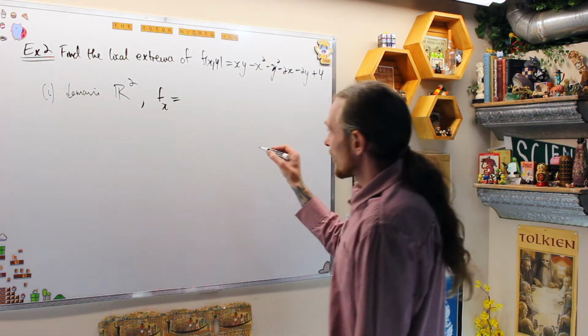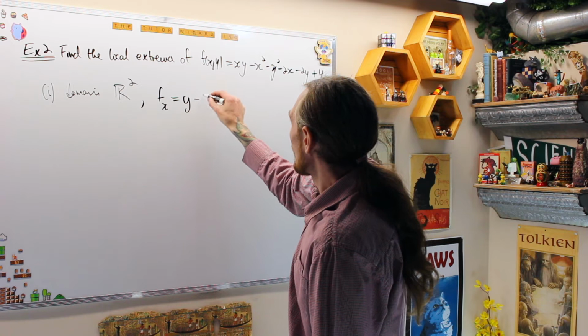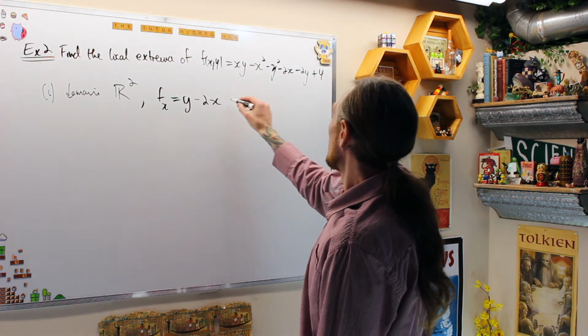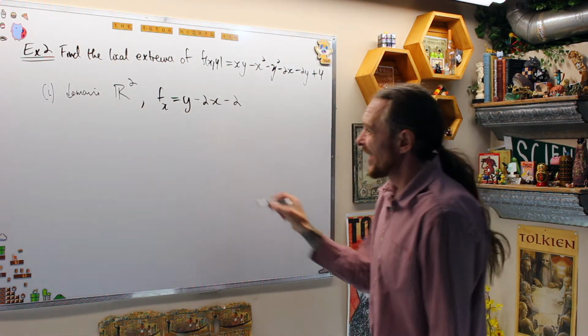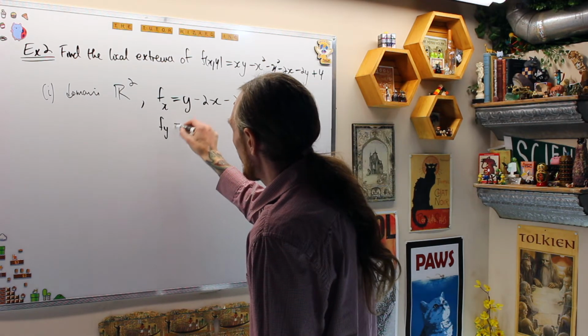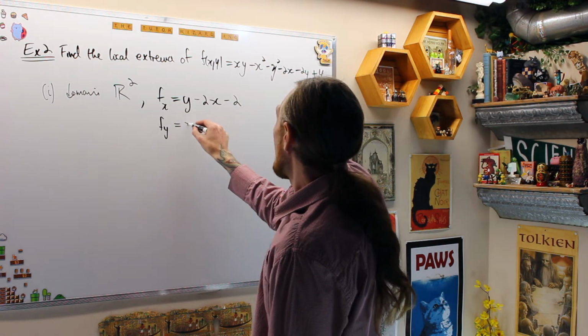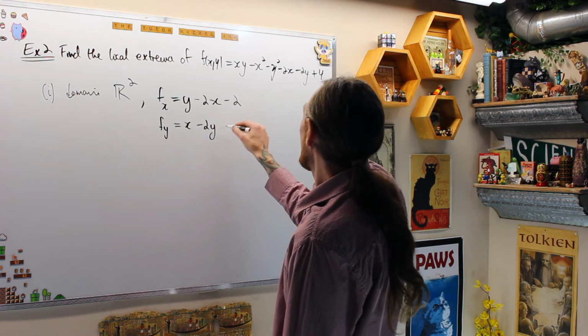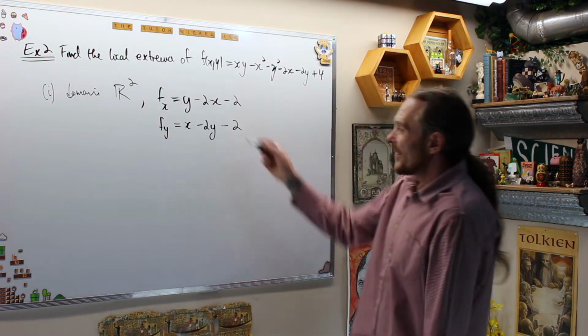Fx now is going to be equal to y minus 2x minus 2. And fy is going to equal x minus 2y minus 2. When are these equal to 0?